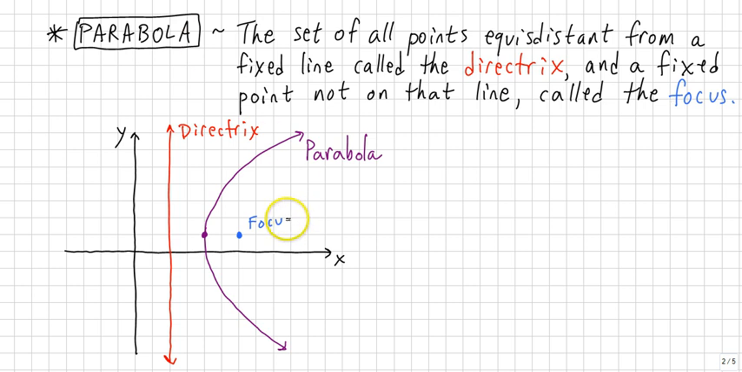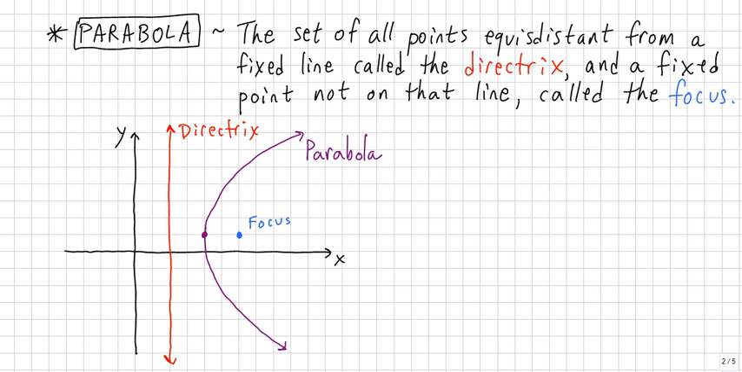According to the definition, we need a line and a point that's not on the line. So I've drawn this vertical line right here, and it's called the directrix. There's our fixed line called the directrix. This line's not moving anywhere. It's just a vertical line called the directrix. And then we need a coordinate or a point that's not on that line. So I've got this point right here, this blue one, and that's called the focus.